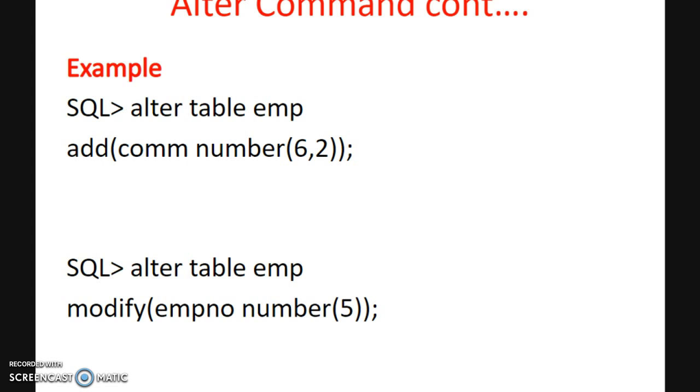Here we are adding the attribute com in the table emp. Alter table, table name is emp. You are going to add one column, that is com number of 6,2. Number of 6,2 is a data type. Next, alter table, table name is emp. You are going to modify a particular attribute. For that we are using modify employee number, number of 5. Suppose for the employee number we gave some other data type, now we are modifying the particular data type to number of 5.